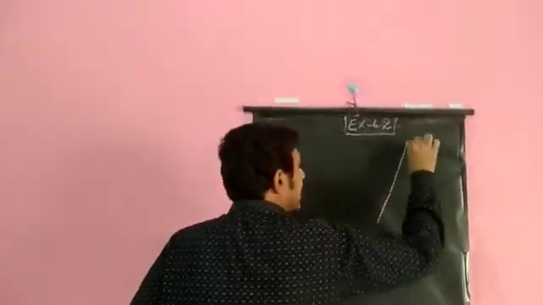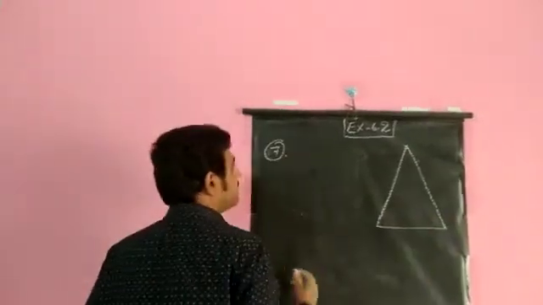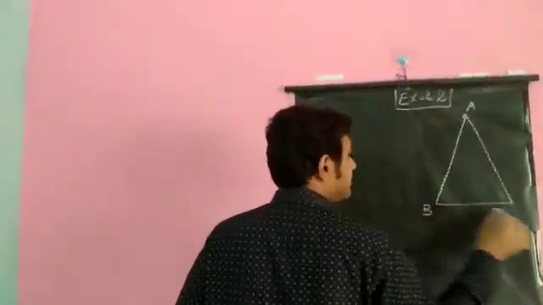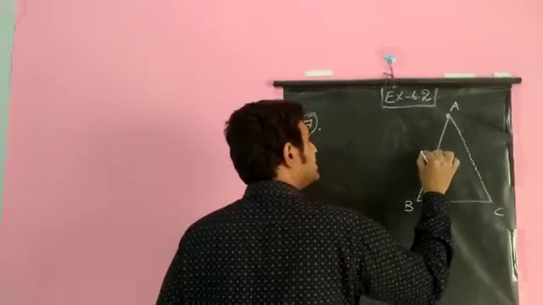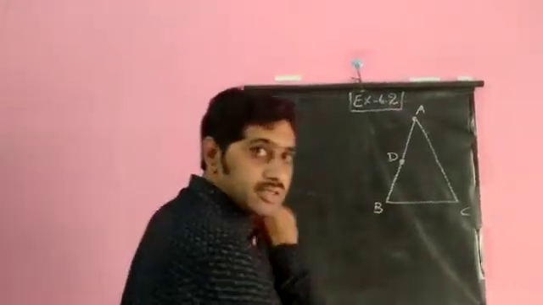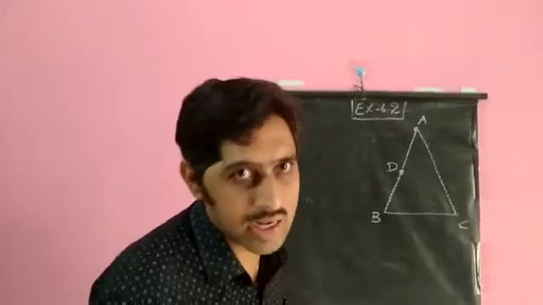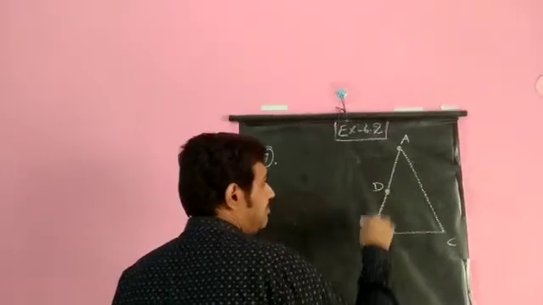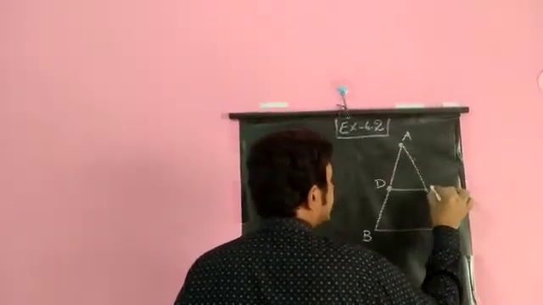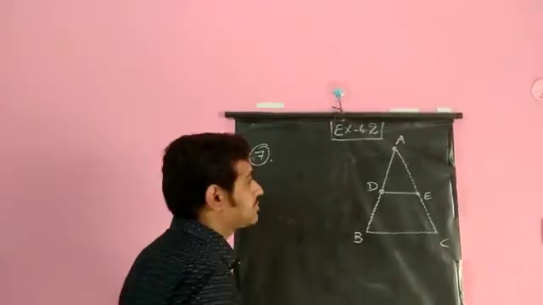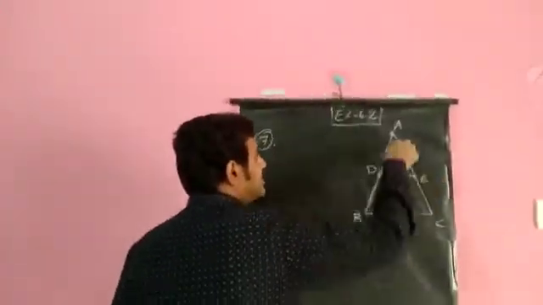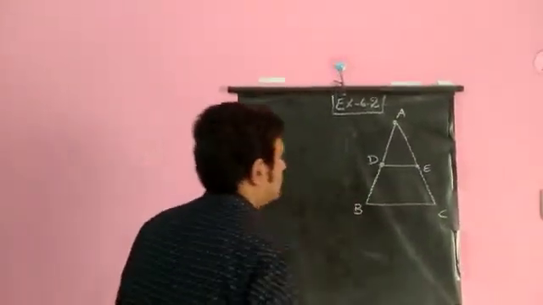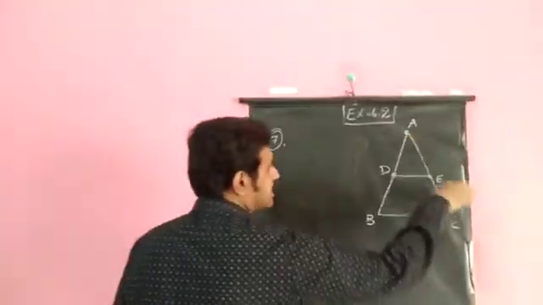So in a triangle, a line drawn from the midpoint of one side. Here I will take a triangle ABC and I am taking the midpoint of side AB as D. The statement says that a line drawn from the midpoint of one side parallel to another side bisects the third side. I am drawing a line from the midpoint D of side AB of triangle ABC, parallel to BC, intersecting the other side AC at E.